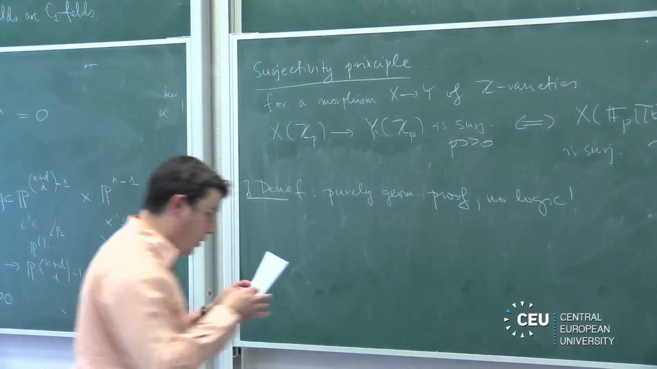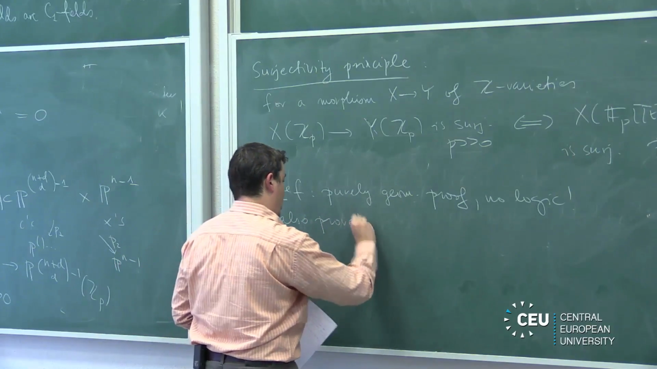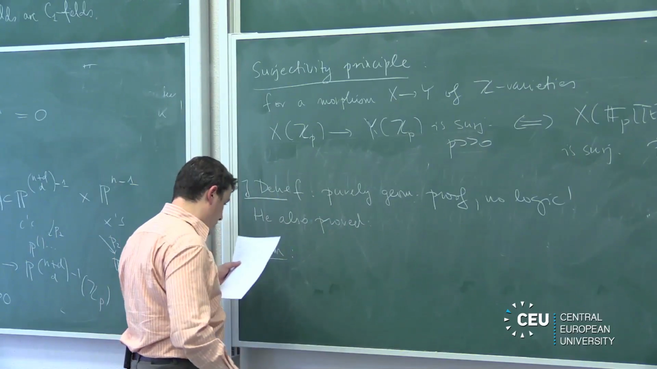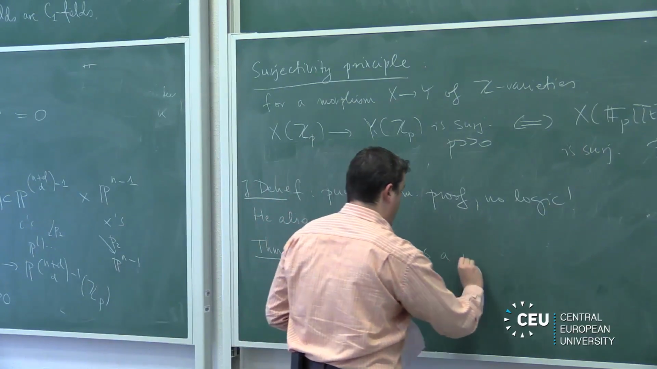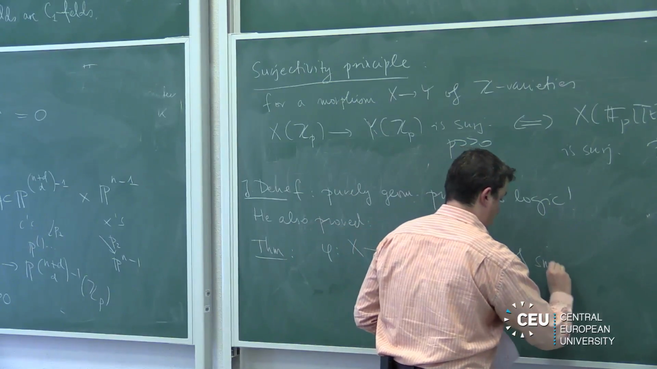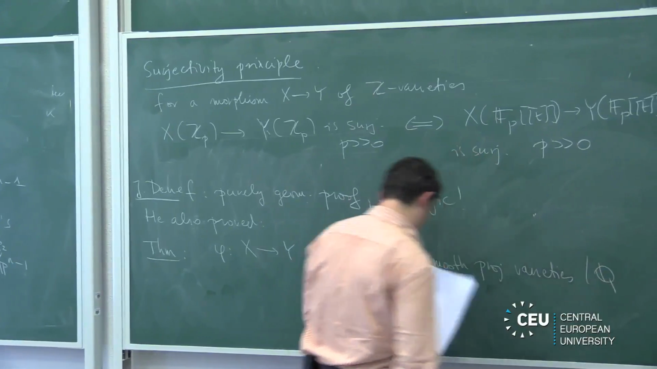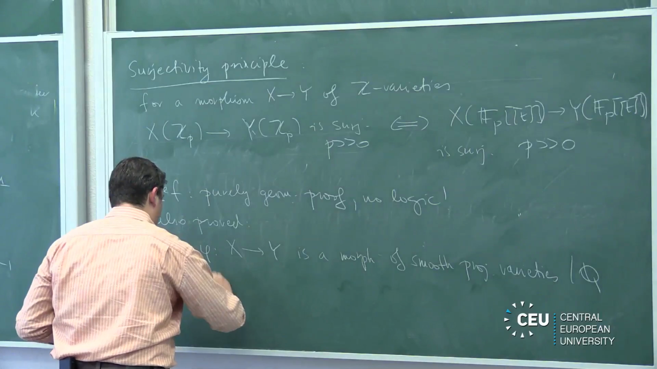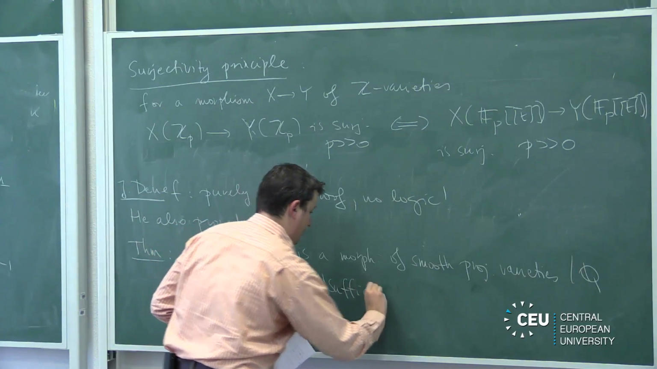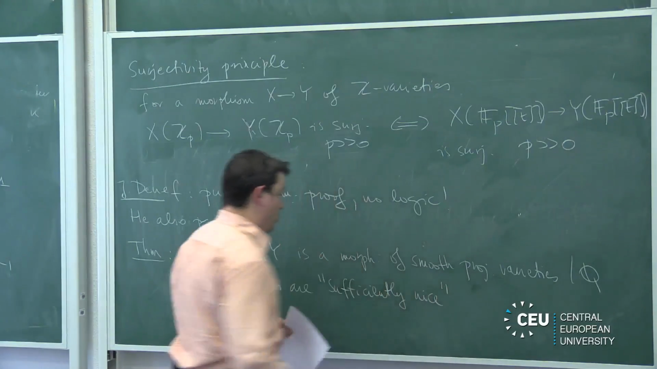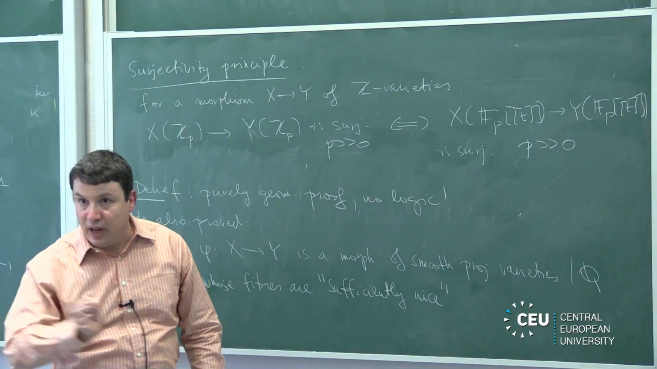And so I want to finish with one more statement, because Denef proved something more. He also proved the following theorem, which I won't state in a very precise form. So if phi: X to Y is a morphism of smooth projective varieties, let's say over Q, whose fibers are sufficiently nice. I won't tell you what sufficiently nice is. It's a technical condition, but it's purely geometric. It's formulated in terms of geometry, that the fibers are not very bad.